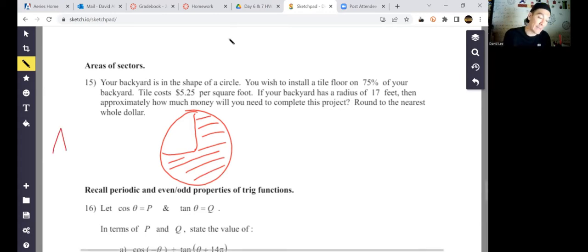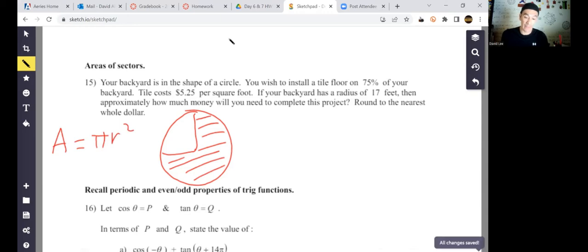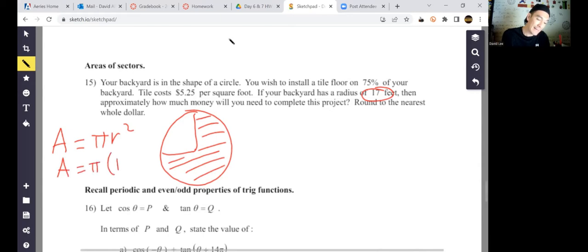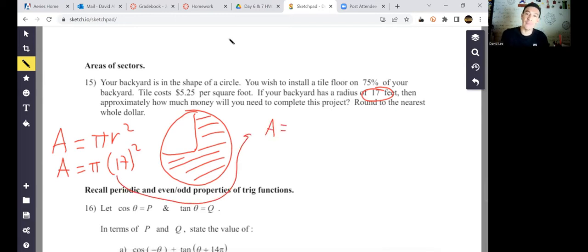And we know from back in the day, the area of a circle is pi r squared. And they're telling us that the radius is 17. So we know that the area of the whole thing would be pi times 17 squared. And that would be, well, what's 17 times 17? Like 289 or something like that? 289 pi. But that's the full circle. We're not trying to do all that. We want 3/4. We want 75%.